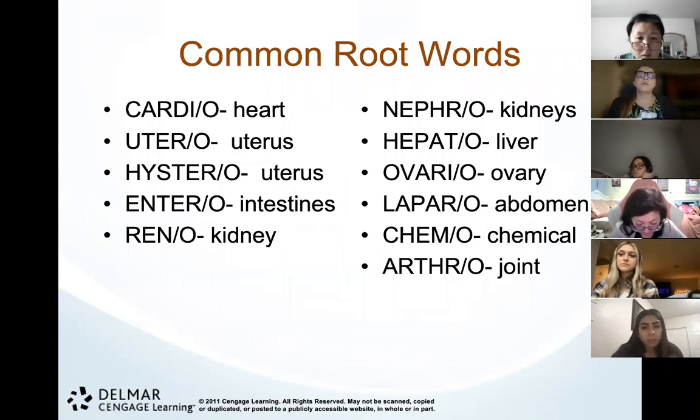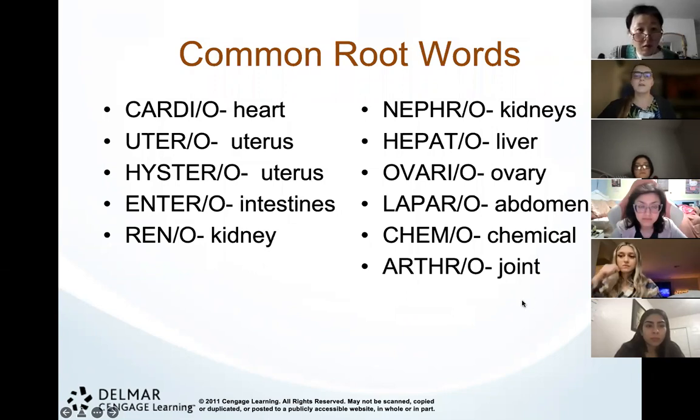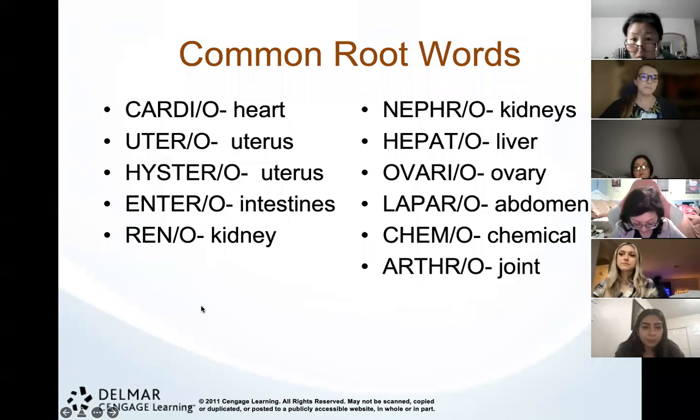So looking at some common root words, you can see that the O is attached to every single word here, so they all have that combining vowel. Going through, cardio is when we're talking about the heart. These are more of our medical terminology. Everybody knows the common words, heart, uterus, intestines, kidneys, but we are talking about the scientific, the medical terms. So again, common root words: cardio being heart, think of cardiology, the study of the heart. Utero is when talking about the uterus when somebody is pregnant.